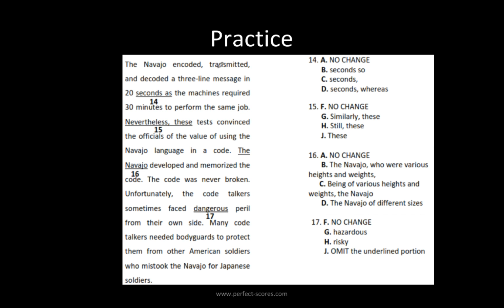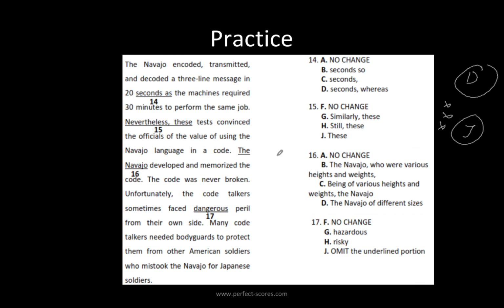So they encoded, transmitted, and decoded a 3-line message in 20 seconds as the machines required 30 minutes to perform the same job. So you're talking about a contrast here. So you definitely need a word like whereas, so D becomes the answer. Nevertheless, these tests convince the officials of the value of using the language in a code. You don't need nevertheless, you don't need similarly or still, so the answer is the simple J without any redundancies or extra words. It's the most concise option.